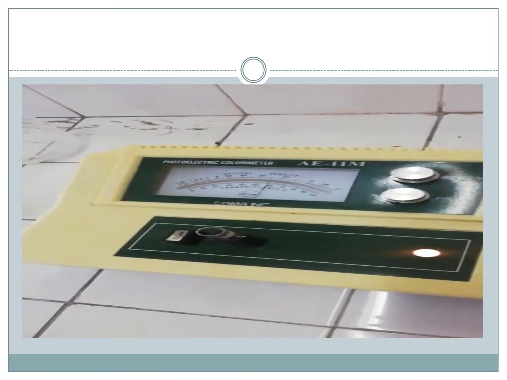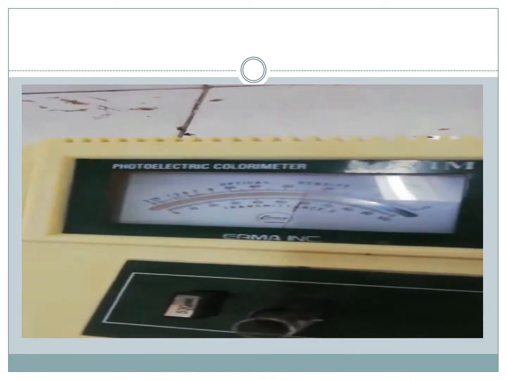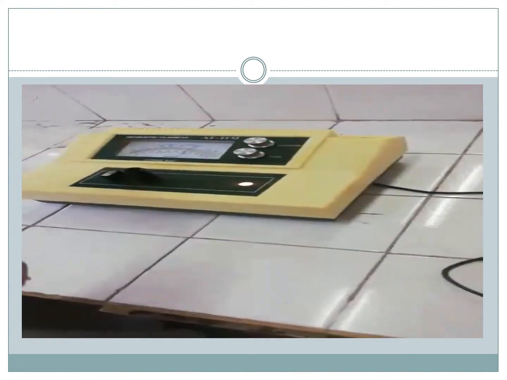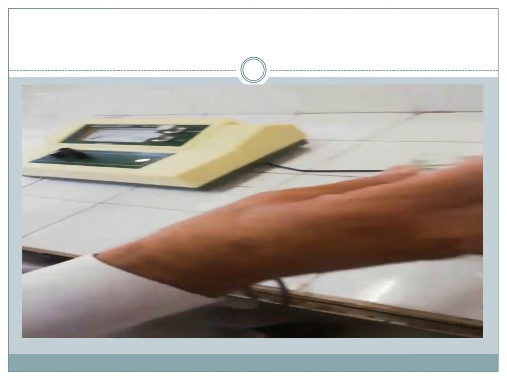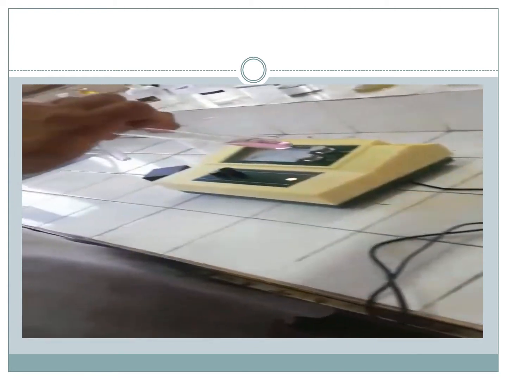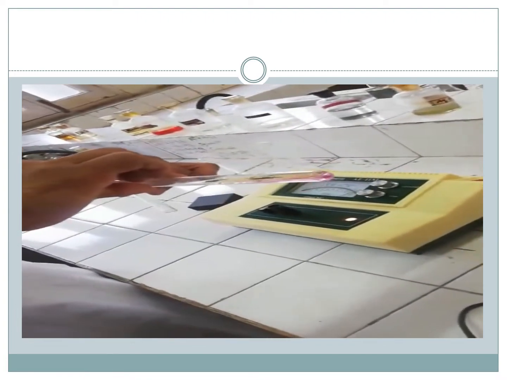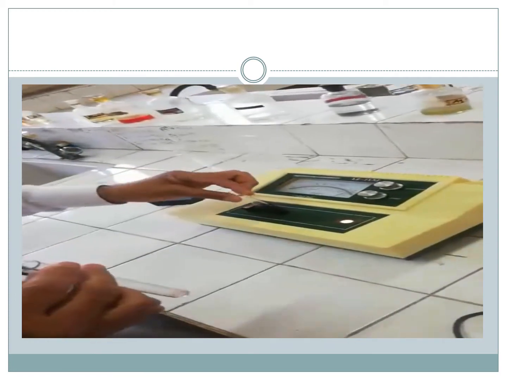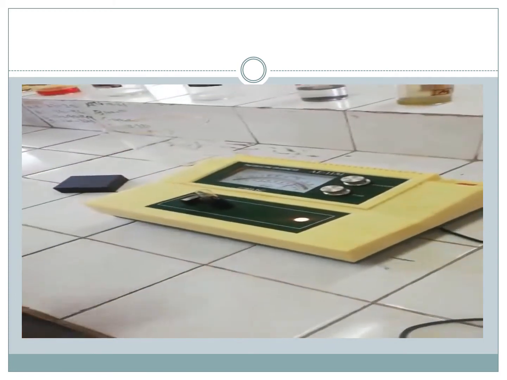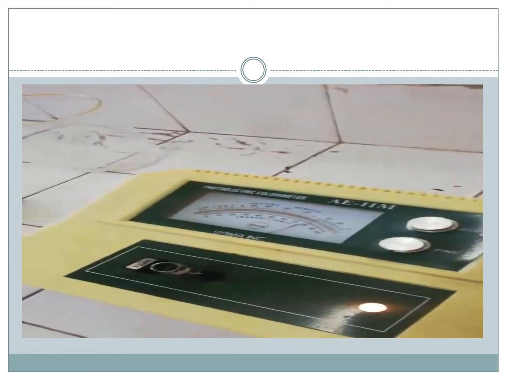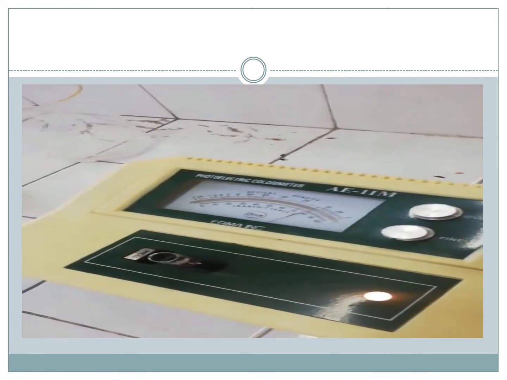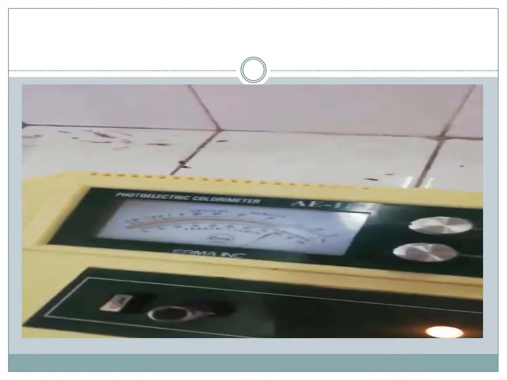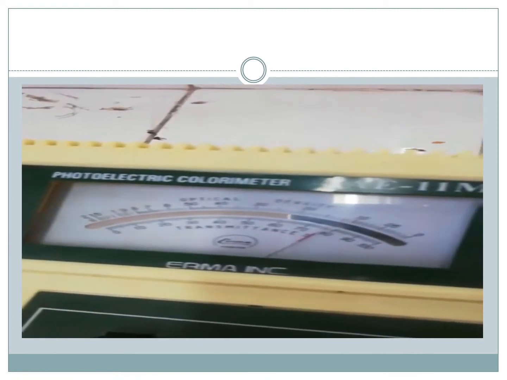0.23. That is 0.23. Now take the unknown solution and measure its optical density, which would be compared with the standard. 0.12. 0.12 is the optical density of the unknown solution.